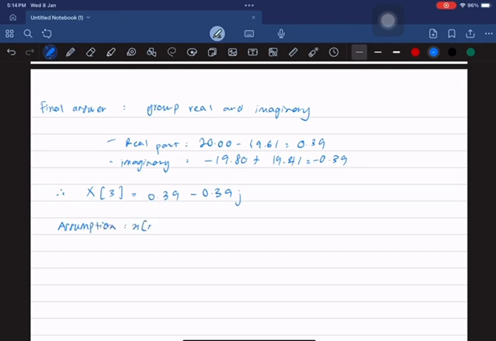So the assumption that we got is xn is periodic, because it's periodic with a period of 4. So that's it for question C.